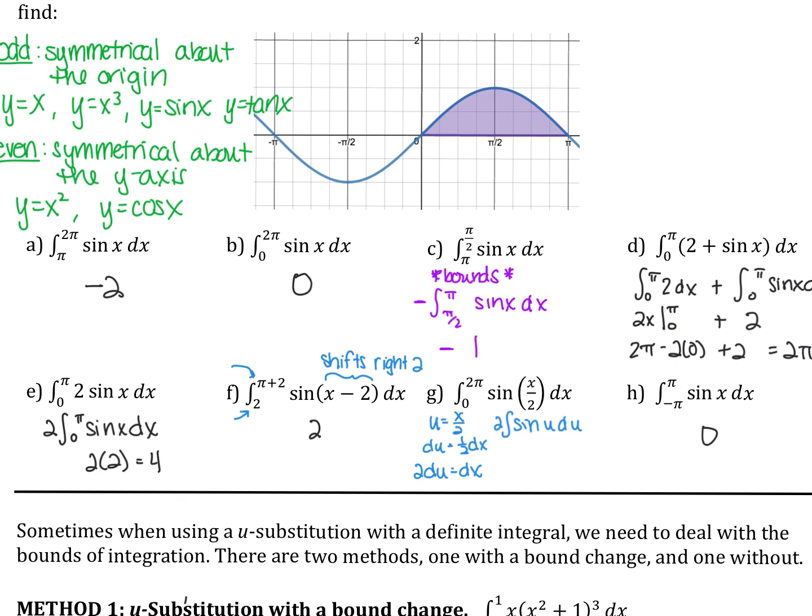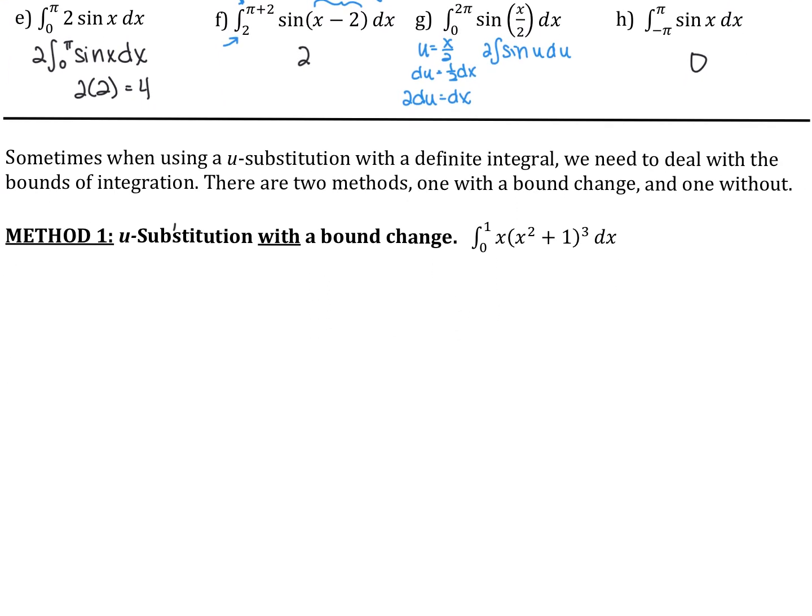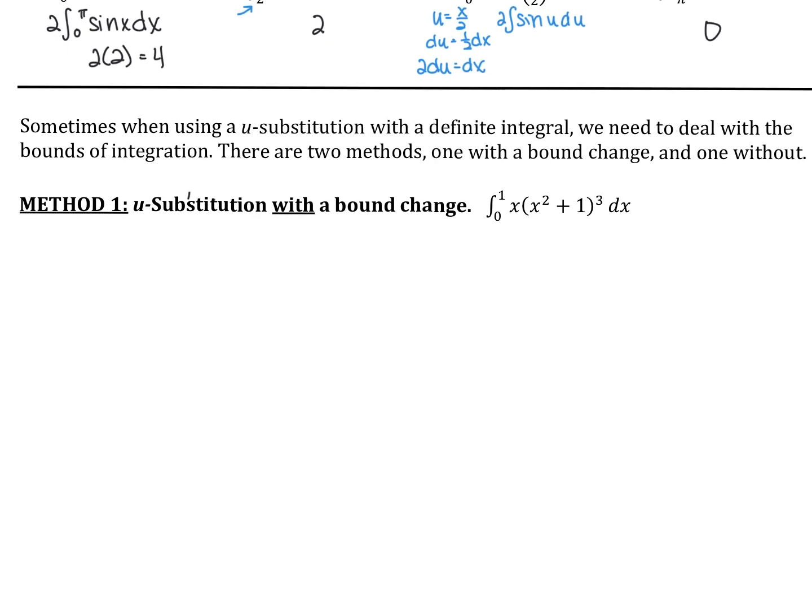And now we'll come back to G because I want to talk about what happens with a u substitution in a definite integral, because we have to deal with those bounds of integration. There are 2 methods that we can work with to figure this out. The first one is a u substitution that has a bound change. What does that look like? The idea of a bound change simply means that instead of using bounds of x, we change them to be bounds of u. When we look at this integral the way it's written, from 0 to 1, what that really means is that x equals 0 and x equals 1.